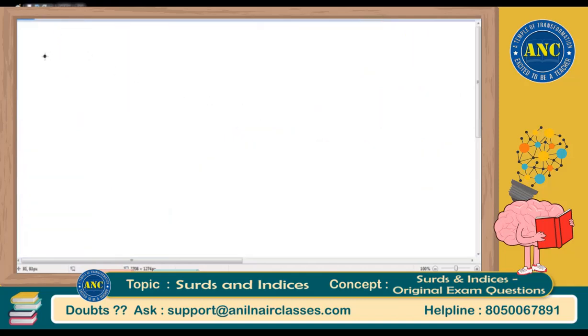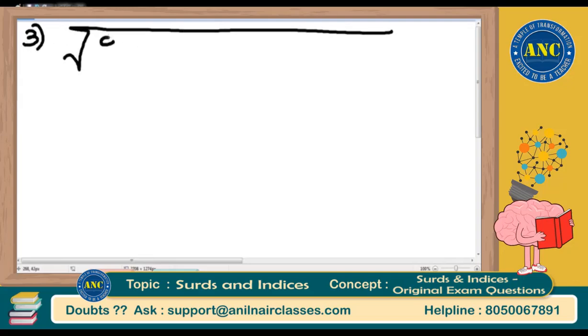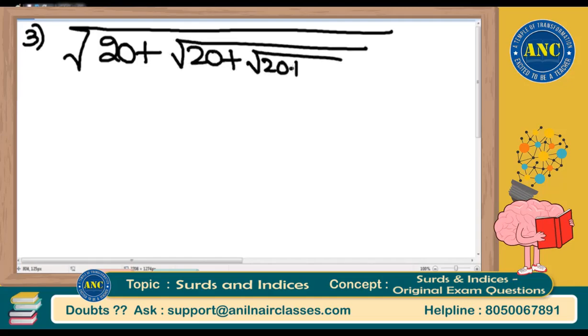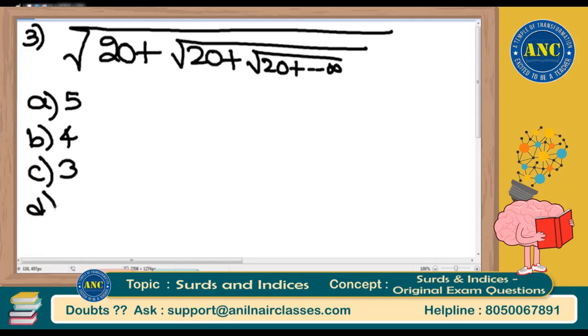Another question of similar variety. See this question, third question. Square root of the same model: root 20 plus root 20 plus root 20 plus etc. till infinity. Options are 5, 4, 3, 8.